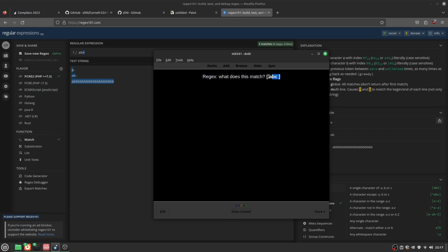What does this match? Matches the set containing A, B, and C. Good. Should have said easy. That's all right. What does this match? The set containing anything but A, B, and C. What does this match? The dot represents any character except the newline character. That matches any character.